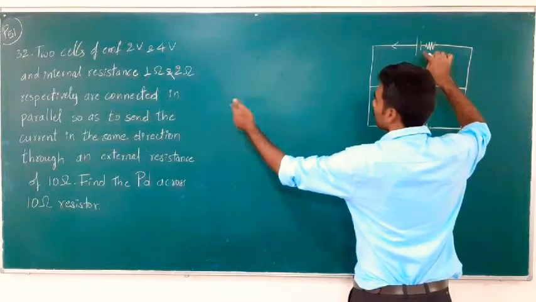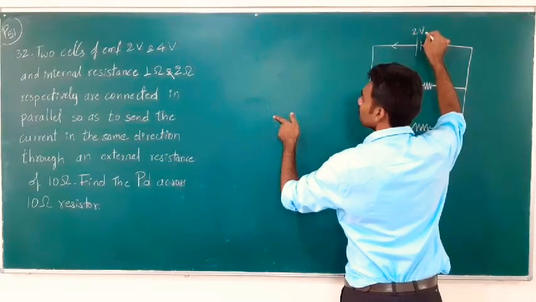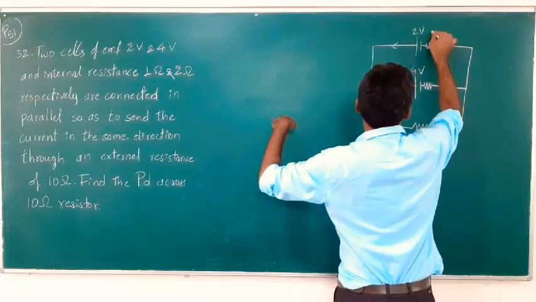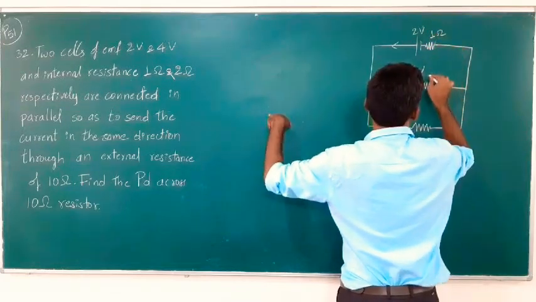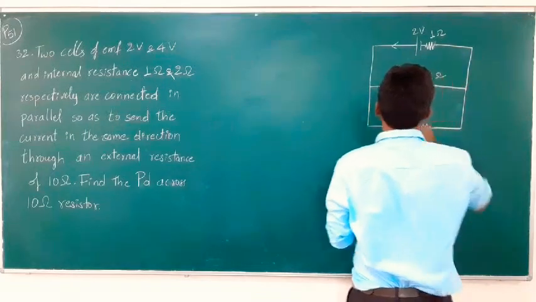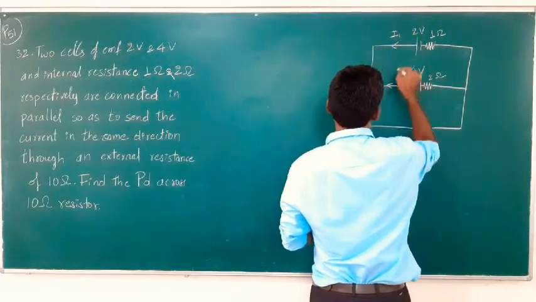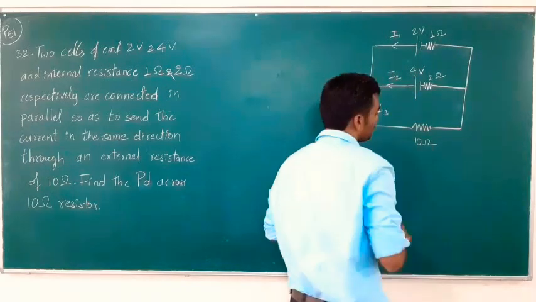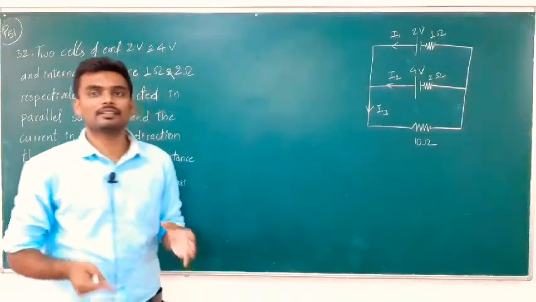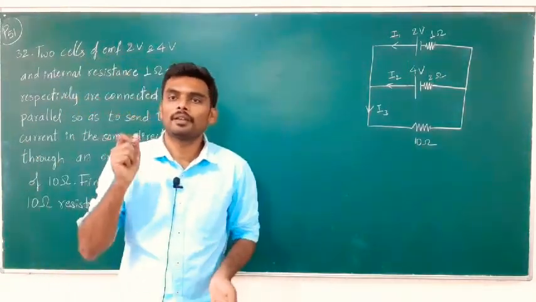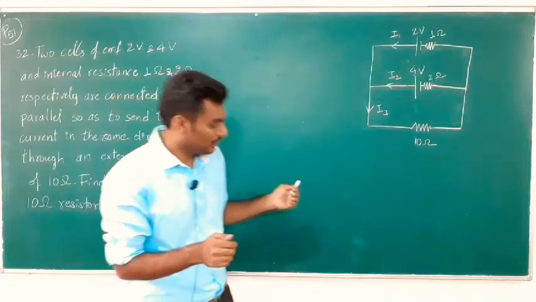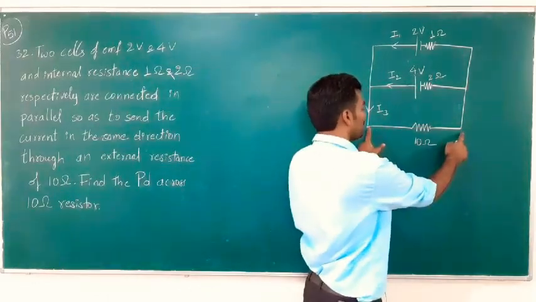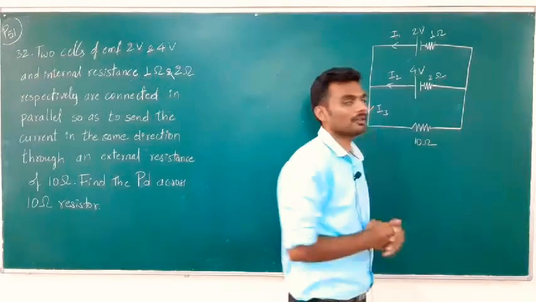So what is the data? This is 2 volt EMF, this is 4 volt EMF, and this has 1 ohm internal resistance and this has 2 ohm internal resistance. Let me call the current through this I1 and this I2, and the total current I3. Again, a similar kind of problem. What we are asked to find is the potential difference across this 10 ohm resistor.